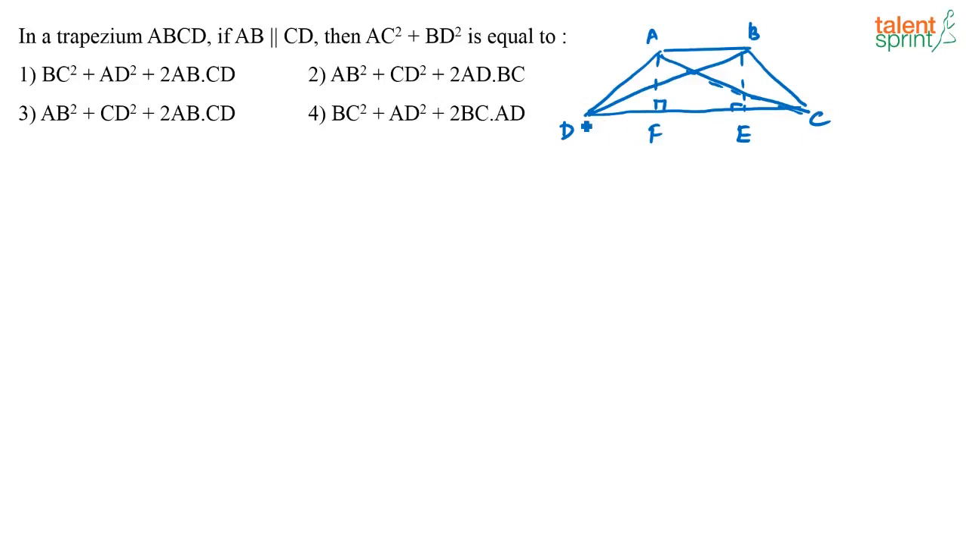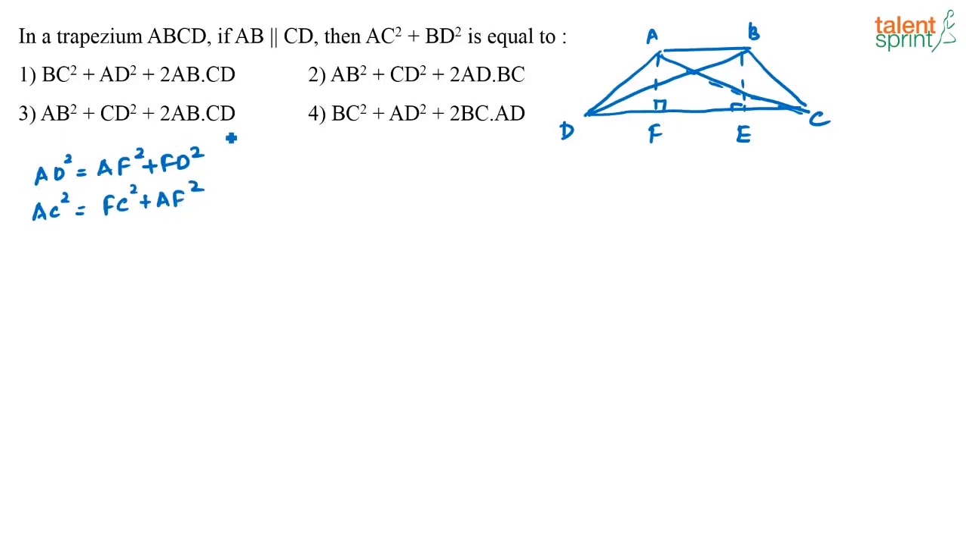See, if I consider the triangle ADF, I can say that AD squared is equal to AF squared plus FD squared. I considered the right angle triangle ADF. Now, if I consider the triangle AFC, what can I say? Basically I have to find out AC squared plus BD squared, so with the right angle triangles that I have, I am trying to arrive at the answer. So here I can say AC squared is equal to AF squared plus FC squared.